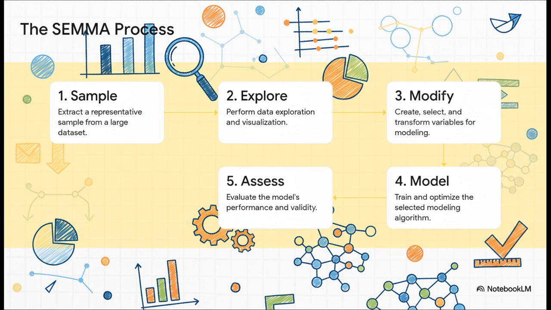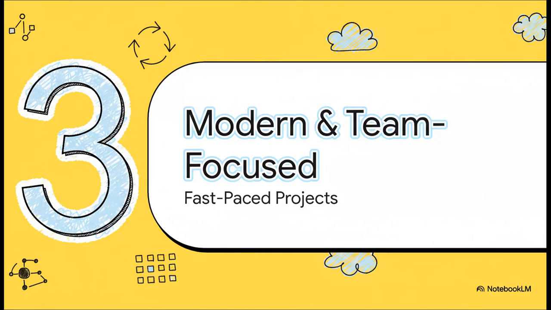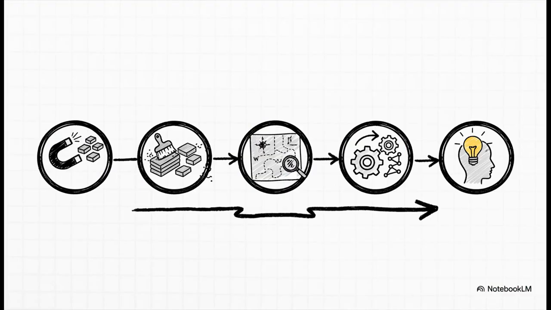You explore the data, you modify it, you build the model, and then you assess how well it did. The world of data science moves incredibly fast, and let's be honest, it's usually a team sport. So of course, new methodologies have popped up to match that reality. These are like the power tools in the toolkit, designed for speed, for collaboration, and for the realities of modern projects. First up, we've got OSEMN.